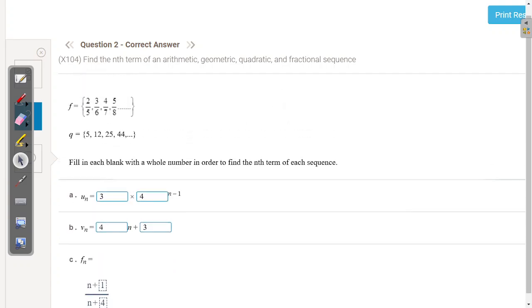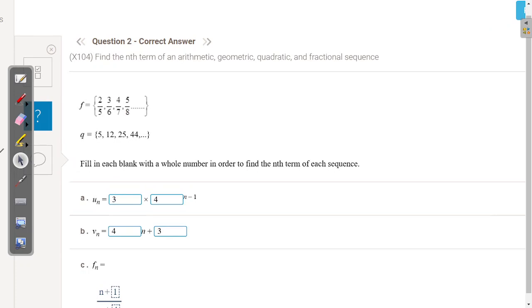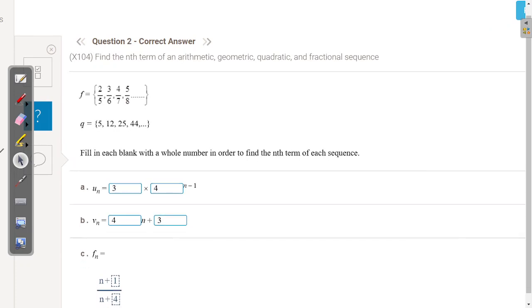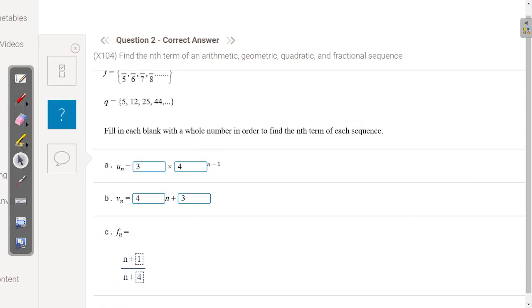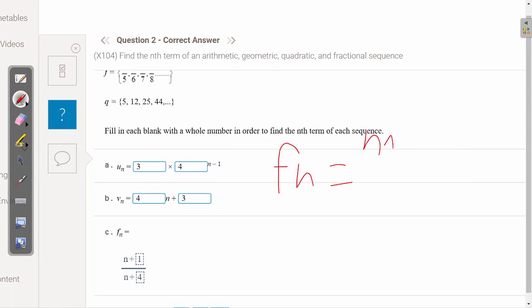Now F, it's not geometric, it's not arithmetic, but you can see the pattern that they keep adding 1 to the numerator and denominator, right? But how do you find the general form? They give you a hint here. They put n plus something over n plus something. So write it Fn equals n plus something over n plus something.